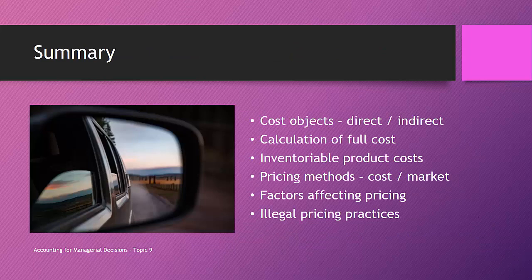And so in summary, we looked at cost objects, both direct and indirect. We covered the calculation of full cost, and looked at inventoriable product cost. We looked at different pricing methods, factors affecting pricing, as well as illegal pricing practices.